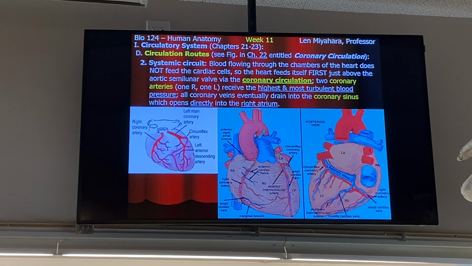Underlying there is the reason why coronary arteries tend to get more atherosclerotic plaques than other arteries. You can get plaques anywhere, but you tend to have greater buildup in places of the highest pressure and most turbulent blood flow. That's why. That has clinical relevance.